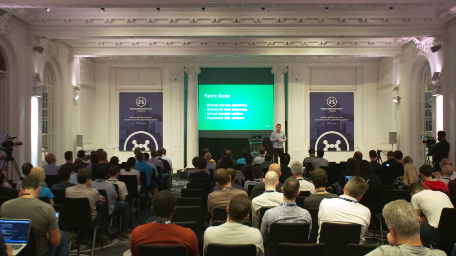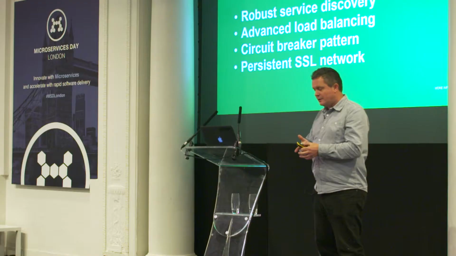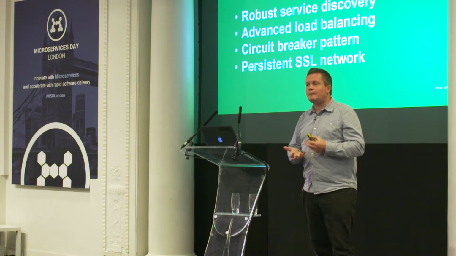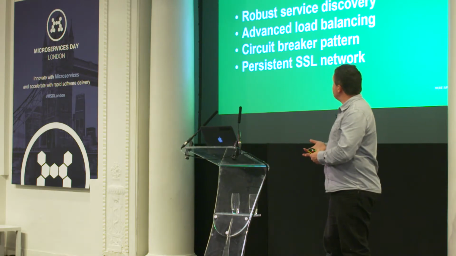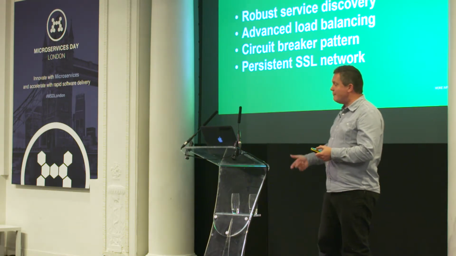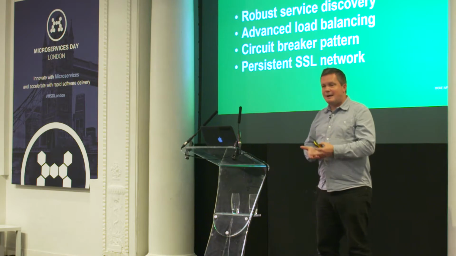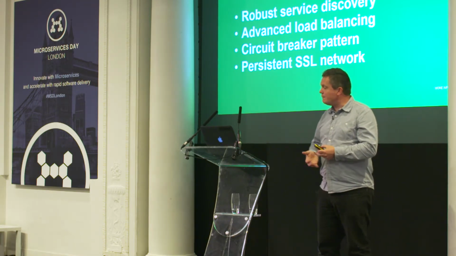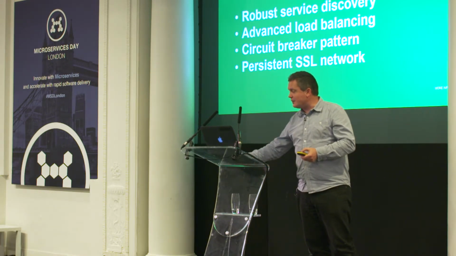But the router mesh model still suffers from performance issues because of the requirement to SSL encrypt all of the traffic for each individual request across the network. The final model that we've developed we describe as the fabric model. It provides the benefits of the router mesh, but also implements persistent SSL connections.